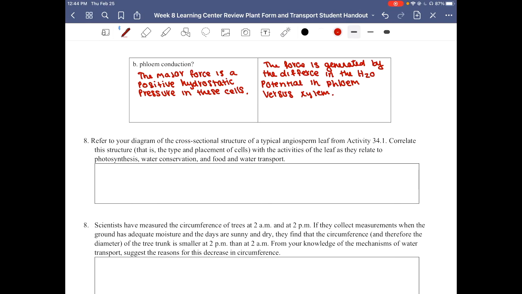So the first one is going to be the stomata. And when they're open, what it's going to do is let carbon dioxide enter and oxygen and water vapor exit the cell.